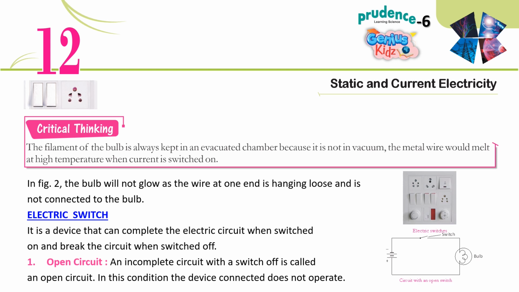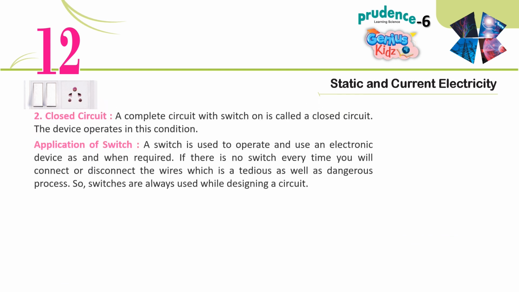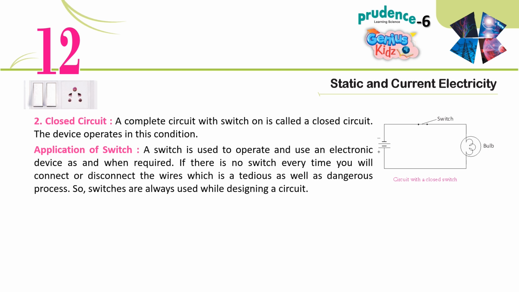Electric switch. It is a device that can complete the electric circuit when switched on and break the circuit when switched off. 1. Open circuit. An incomplete circuit with a switch off is called an open circuit. In this condition, the device connected does not operate. 2. Closed circuit. A complete circuit with switch on is called a closed circuit. The device operates in this condition.